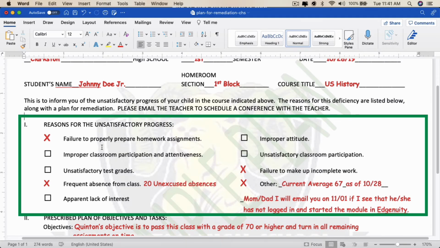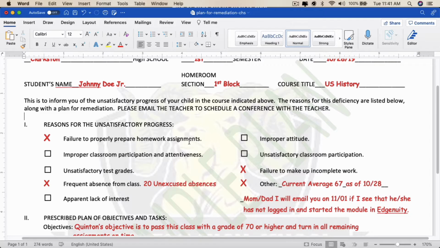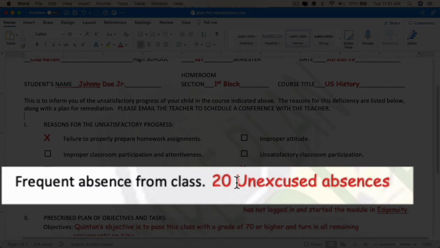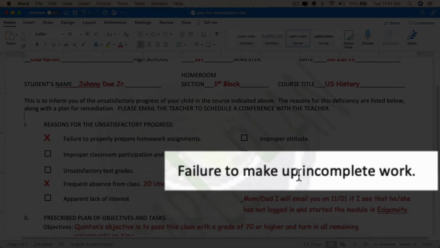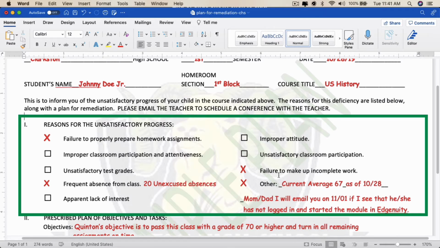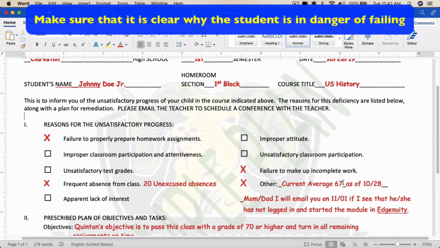Looking at it, the student has not properly prepared their homework, so the parent knows that the student is not doing their homework. Frequent absences: the student has missed specifically 20 days of class, which is roughly 4 weeks of school. The student has not made up incomplete work, so there are a lot of zeros in the grade book. These 3 areas alone are specifically why the student has a 67 at this particular time.